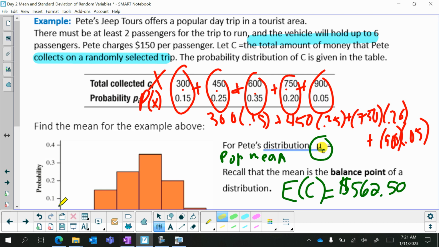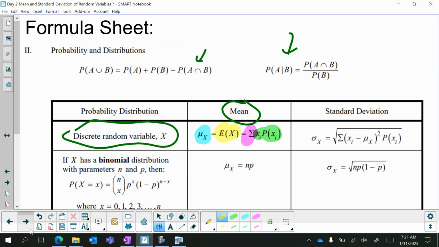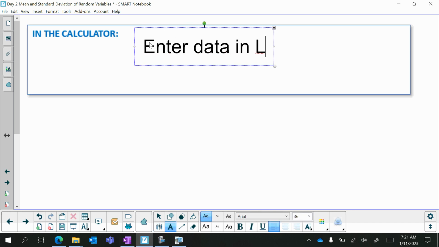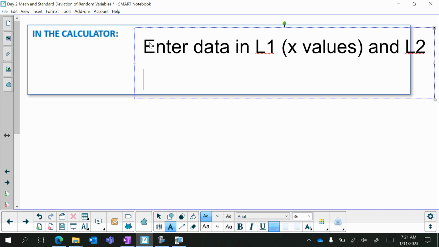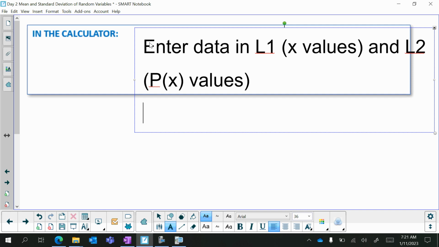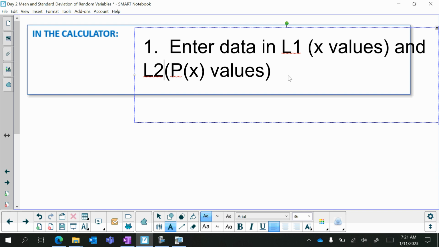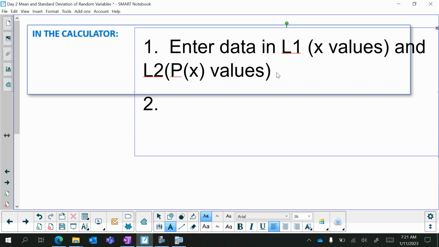All right, so to check it in the calculator, we're going to enter the data in L1 and L2. L1 is going to be the x values, and L2 is going to be the P of x values. And then after you do that, you're going to do stat, calc, 1-Var Stats. Okay, pretty straightforward. You've done it before. Press stat, go over to the right to calc, and choose number 1, 1-Var Stats.